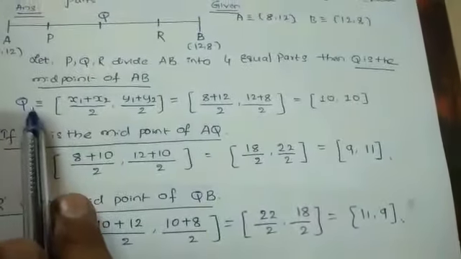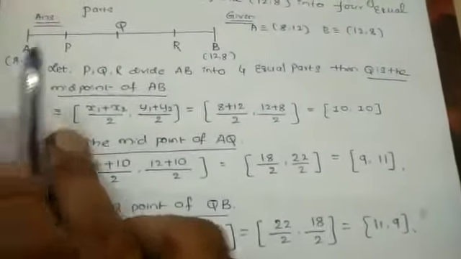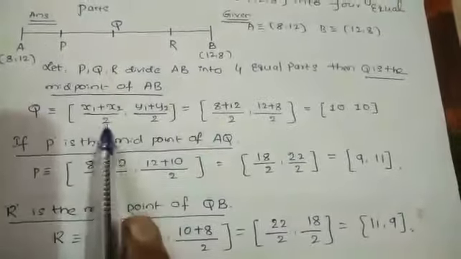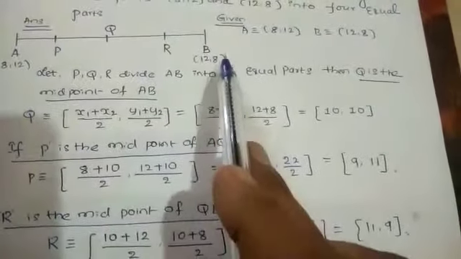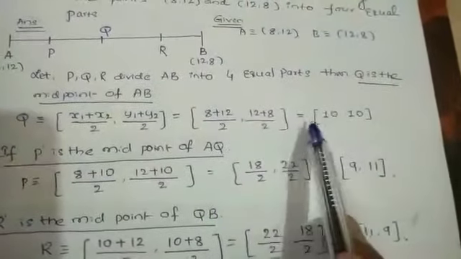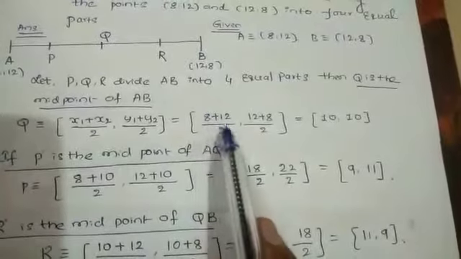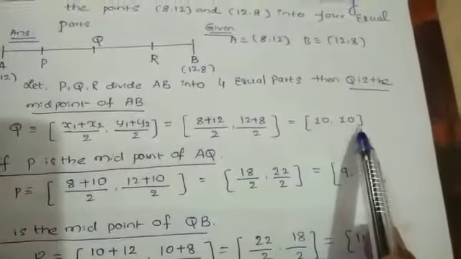By applying the midpoint formula, that is x1 plus x2, x1 plus x2 means 8 plus 12 divided by 2, the first coordinate. Next 12 plus 8 divided by 2, that is y1 plus y2 divided by 2. So 12 plus 8 is 20 divided by 2, it is (10, 10).